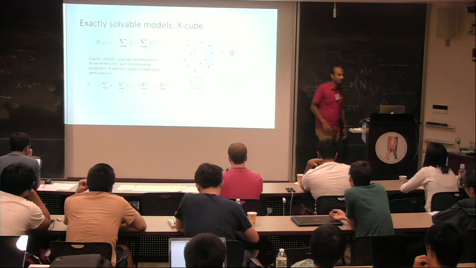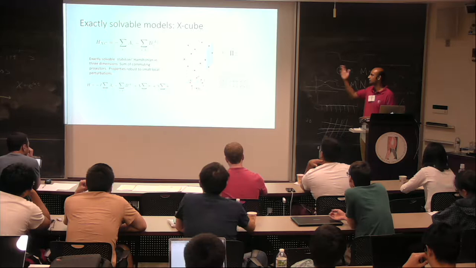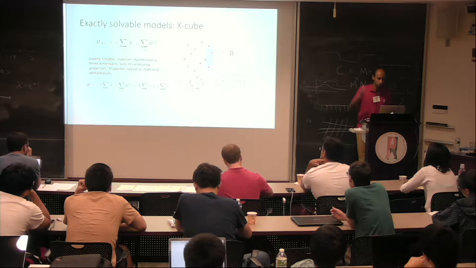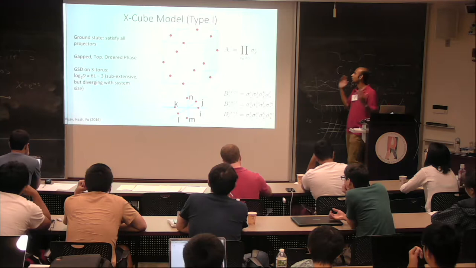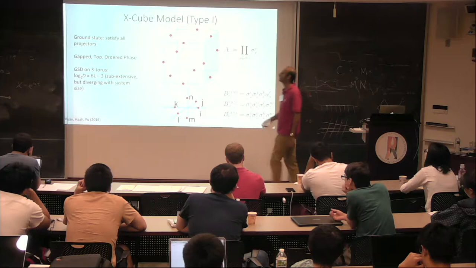Elementary counting with open boundary conditions tells you there are as many of these operators as there are qubits in the system, so you can label the eigenstates by the eigenvalues under these stabilizers. If you do periodic boundary conditions, you cannot uniquely label the eigenstates; there's some residual degeneracy, but with open boundary conditions you can. The ground state is where you make all the operators happy. On a torus, there's a huge degeneracy, so the log of the degeneracy is linear in system size. With open boundary conditions, it goes away.